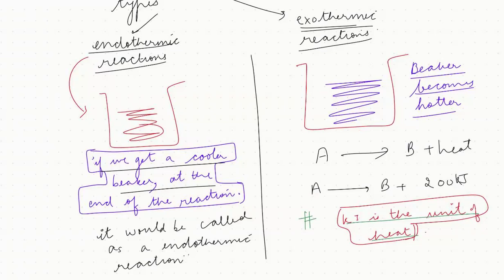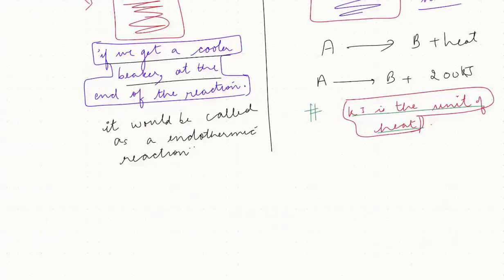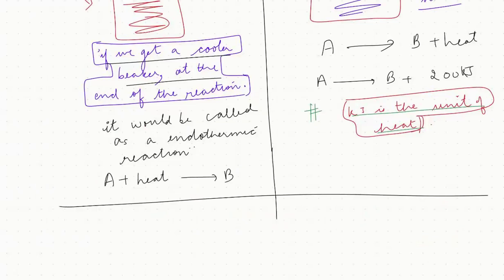And for endothermic, you have to provide heat to the reactant and then B shall be formed. So you have to provide heat to the reactant, and then B shall be formed. That's the way. Also, there is another way of writing down an exothermic reaction.